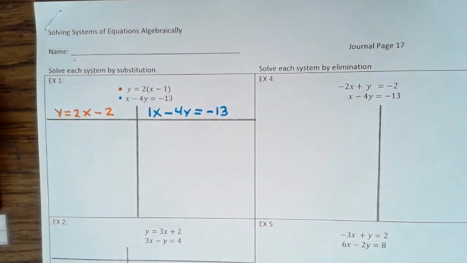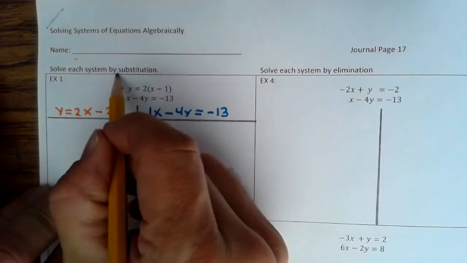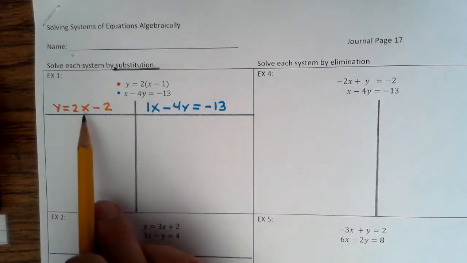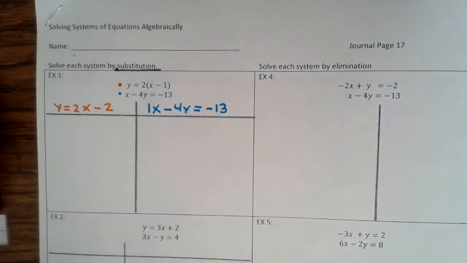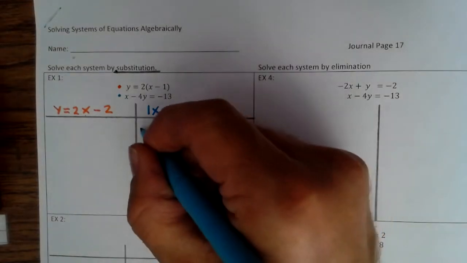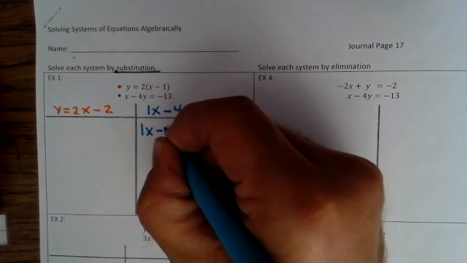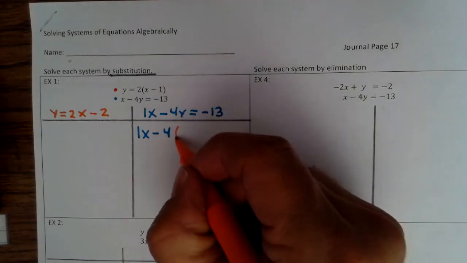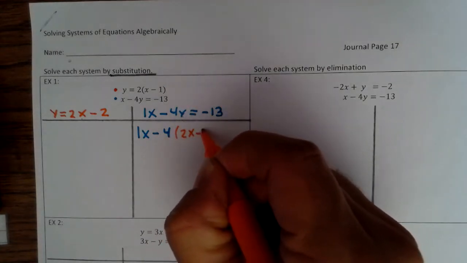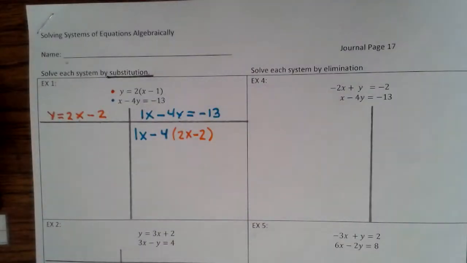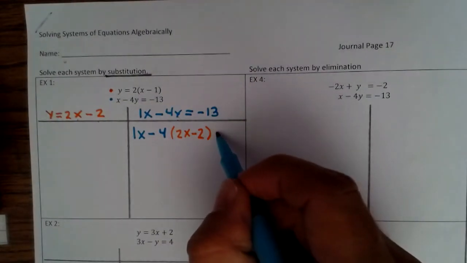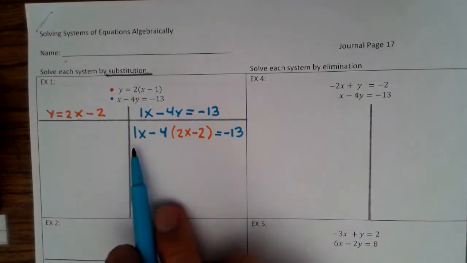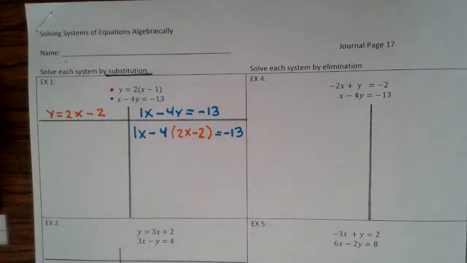Now you notice for substitution, notice y equals 2x minus 2. Well, there's a y here. We're going to substitute that 2x minus 2 in for y. So 1x minus 4 parentheses 2x minus 2 equals negative 13. Now you'll notice by substituting, we now have only one variable x, and now we're going to solve it.